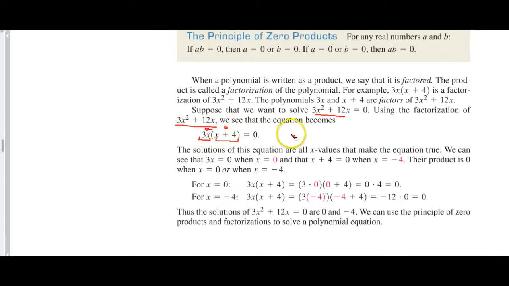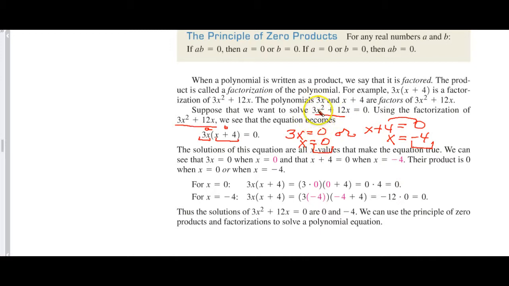So we say our A equals 0, which is 3x equals 0, or x plus 4 equals 0. Here we're going to divide both sides by 3. We get x equals 0. Here we're going to transpose the 4. It becomes a negative 4 on that side. So the solution to this quadratic equation could be either 0 or negative 4. And let's check it to see if it works.